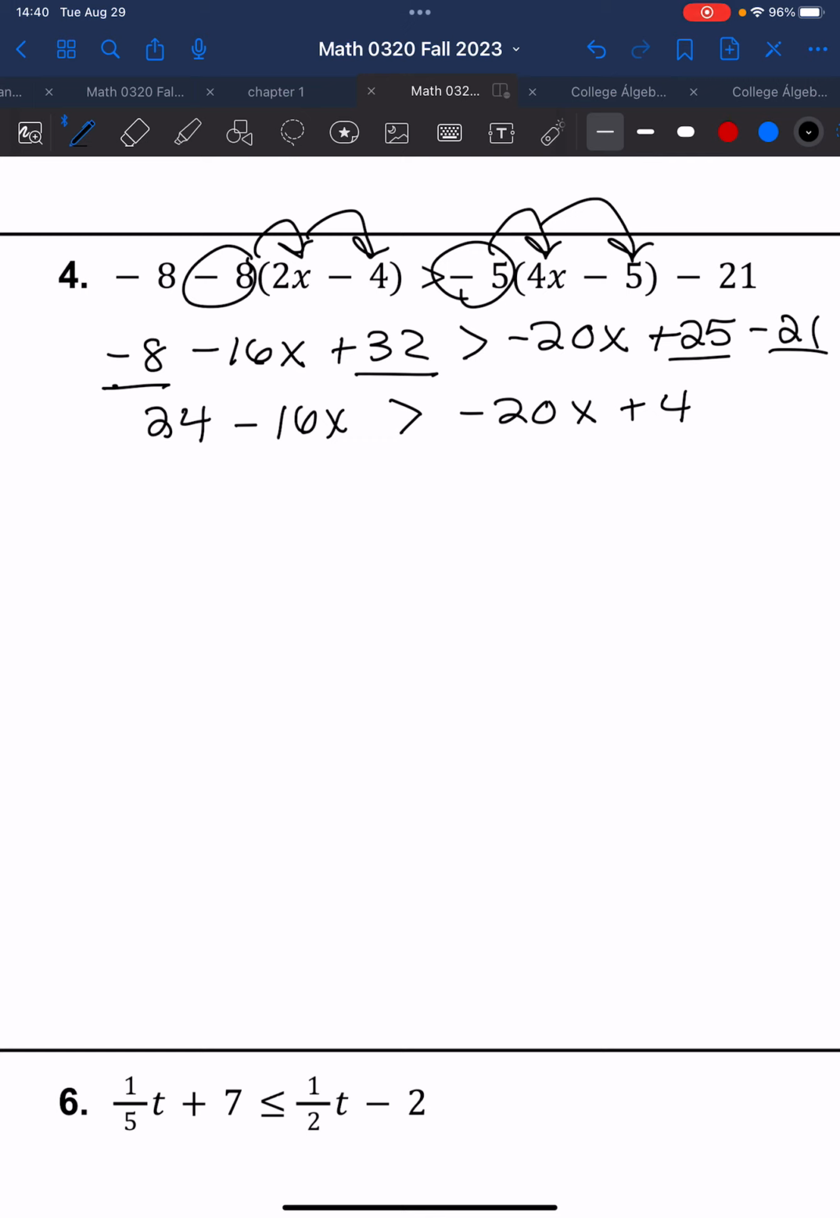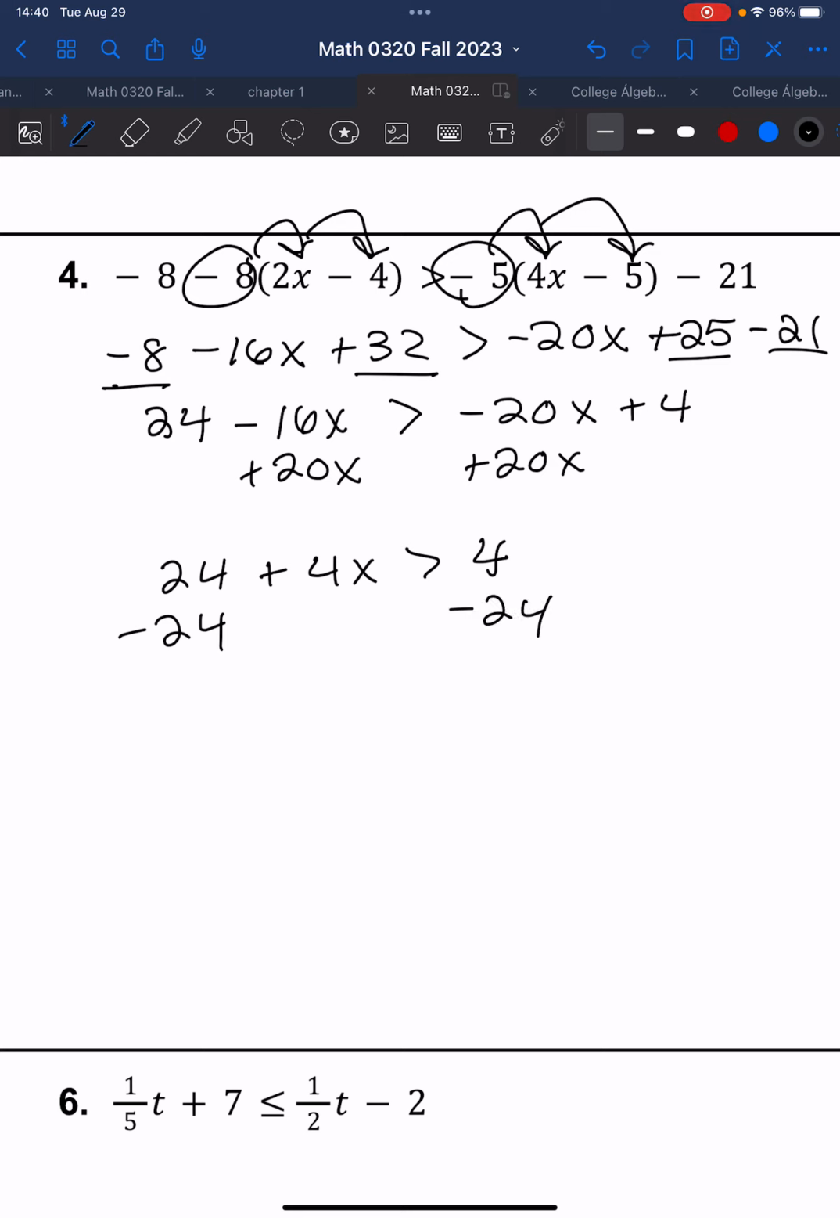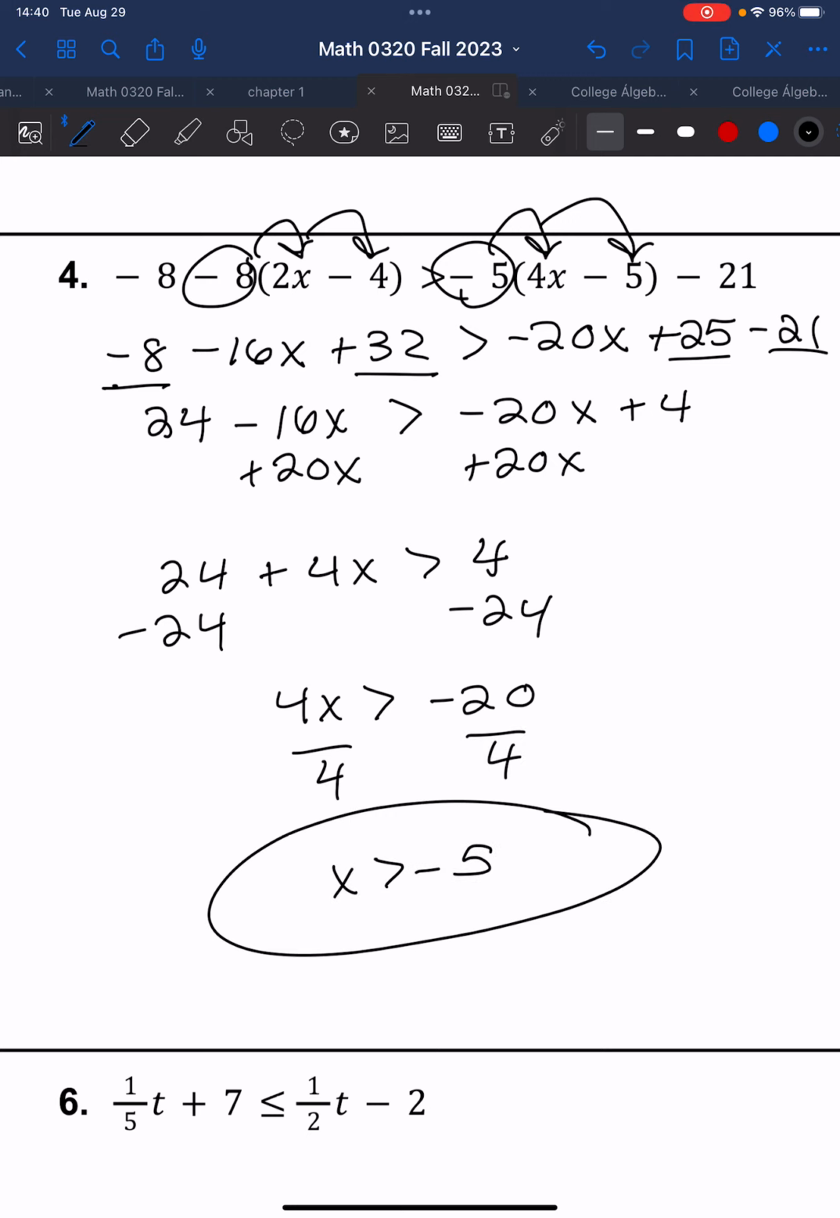Now I want to bring all my x's to the left side, so I'm going to add 20x. And so I have 24 plus 4x is greater than 4. And I'm going to subtract 24. And I get 4x is greater than negative 20. Divide by 4, and I get x is greater than negative 5. Again, since I divided by a positive number, my inequality did not change.